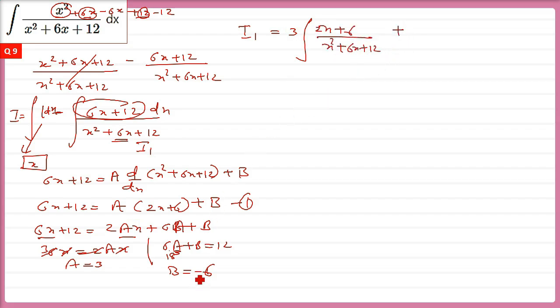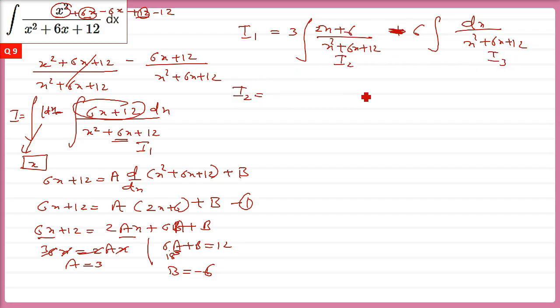Then we have this negative 6, so make it negative here itself. 6 outside, integration, and what is in the denominator? X square plus 6x plus 12. You already know how to do this. So x square plus 6x plus 12 I'm writing. First term, call it as I2 and I3.